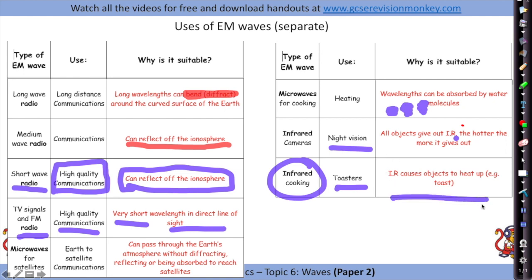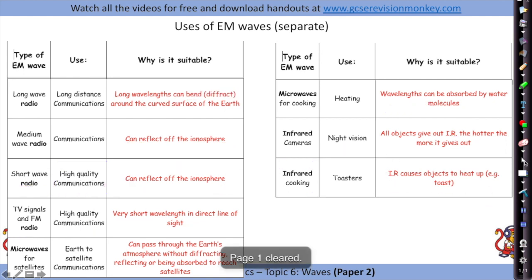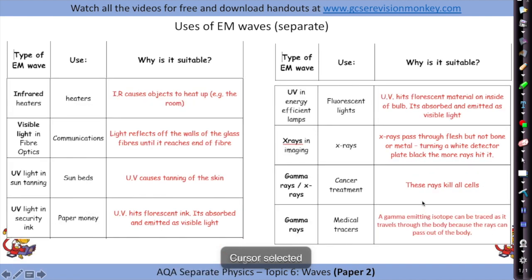Infrared causes objects to heat up, like grilling your toast. Okay, infrared heaters, so again, using them for heaters is a bit like using them for a grill. It causes objects to heat up, like the room. Visible light, so we can use that in fibre optic broadband communication.